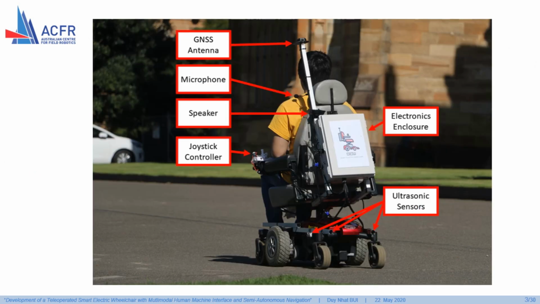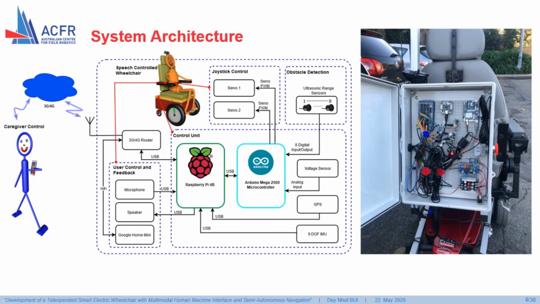To integrate the smart electric wheelchair system into an electric wheelchair, it is equipped with a global navigation satellite system antenna, a microphone, speaker, joystick controller, ultrasonic sensors, and finally an electronics enclosure. Inside the electronic enclosure, there is a Raspberry Pi 4 Model B that acts as the brain of the system, continuously communicating with the server and monitoring the GNSS sensor, IMU, and the Arduino.